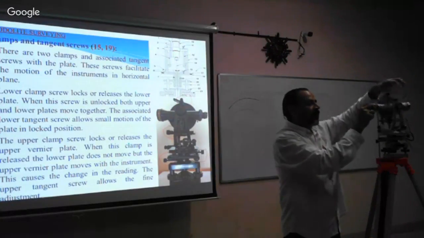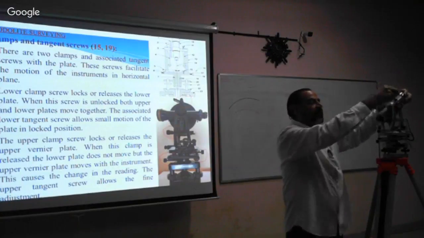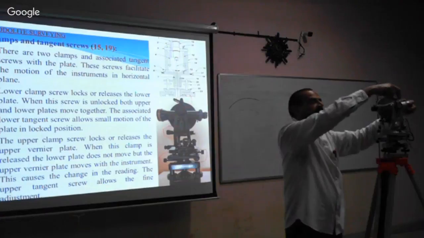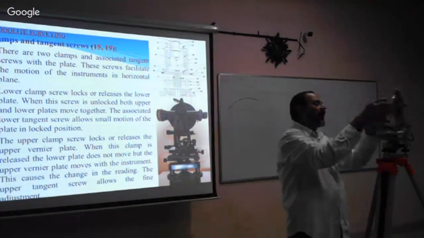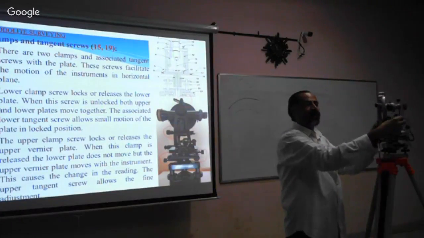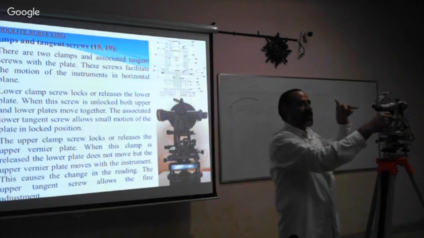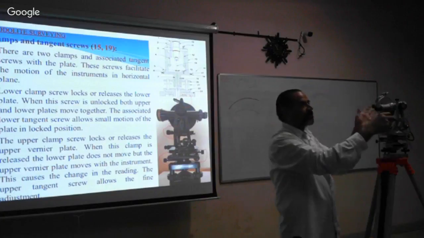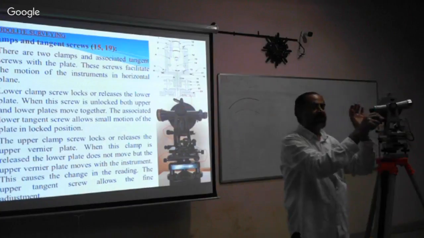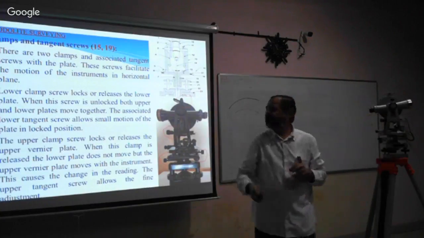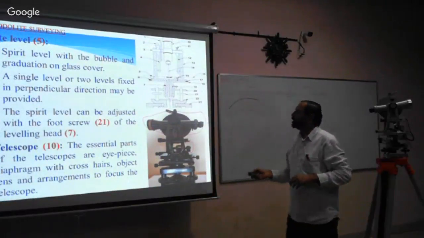Now the movement of the telescope about the horizontal axis is controlled by the vertical circle clamp screw, and also this one consisting of a tangent screw, or we call it the slow motion screw. That means the movement of the telescope about the horizontal axis is restricted for the slow motion and for the exact coincidence of the object, to bisect the object. So this is about the instrument.